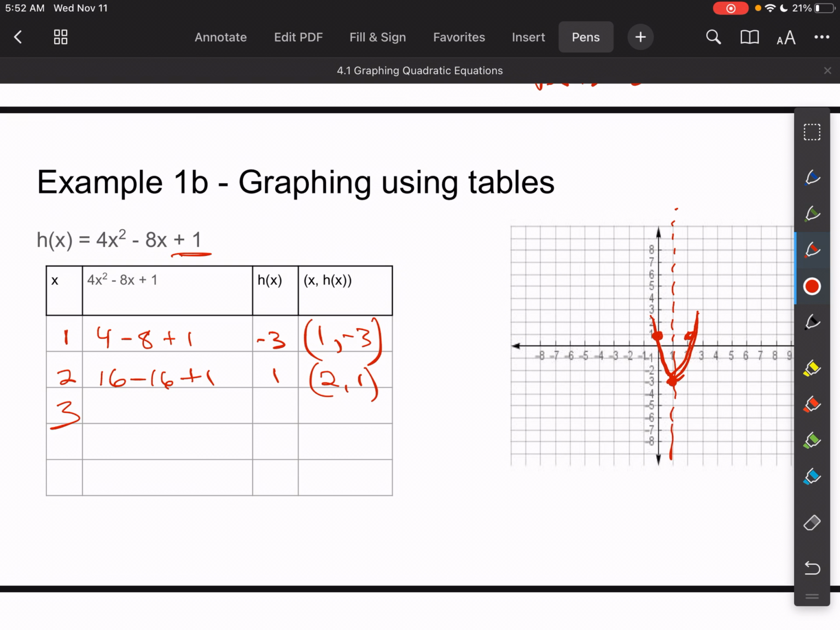3 squared is 9, 9 times 4 is 36, minus 24, 8 times 3 is 24, plus 1, that gives me 12, plus 1 is just 13, so at 3 we're at 13. So we're way up here, so this thing is getting really skinny. And we have something that looks like that.